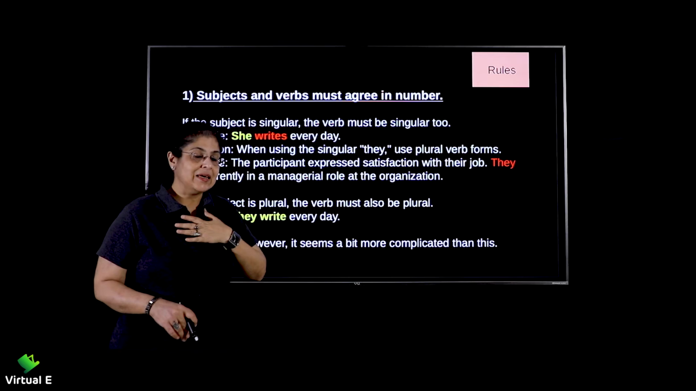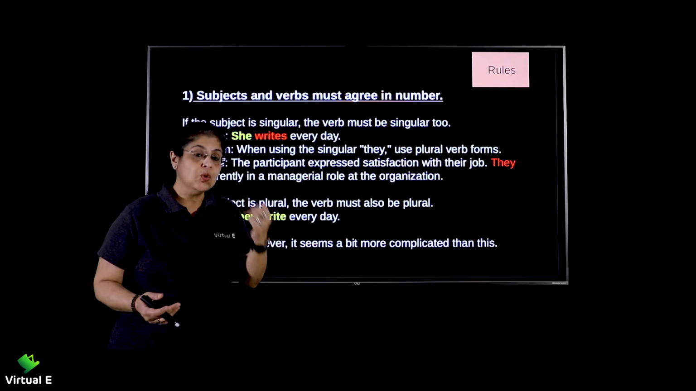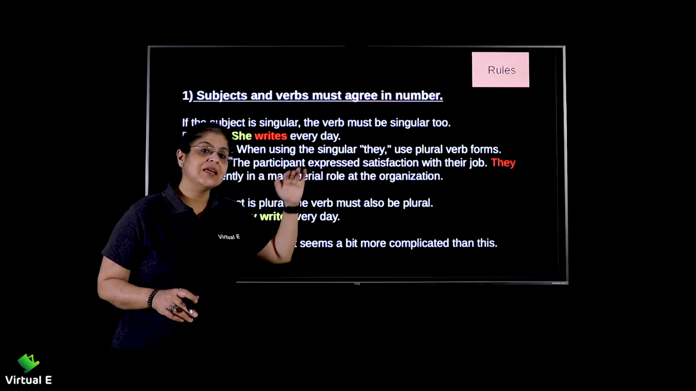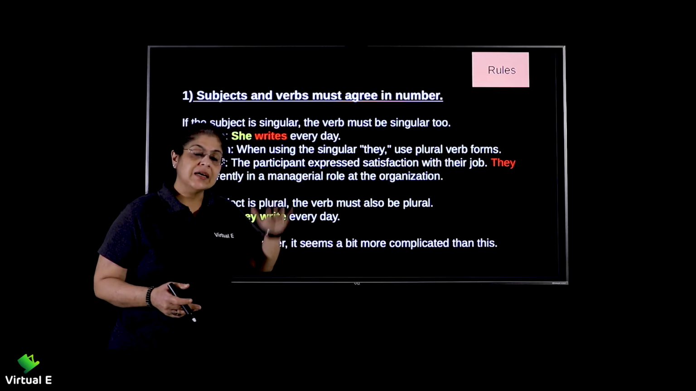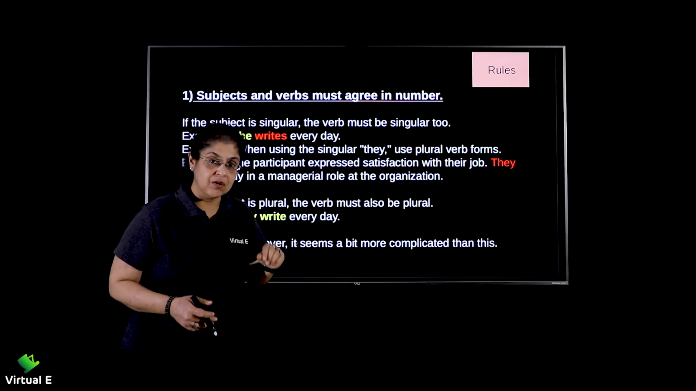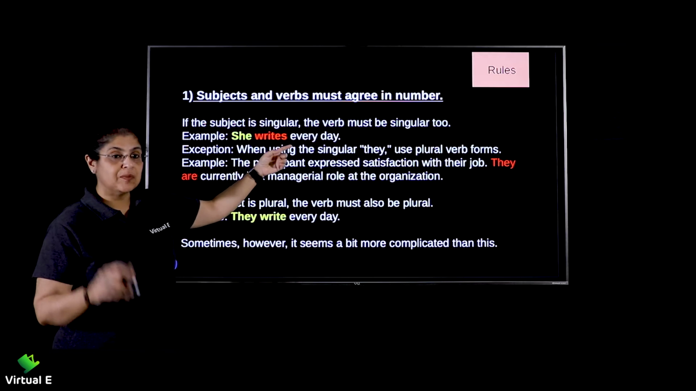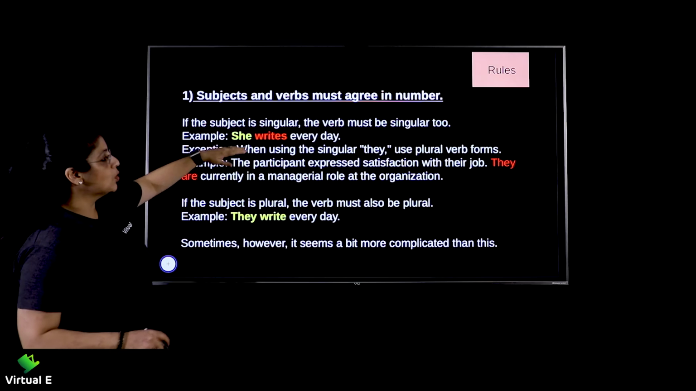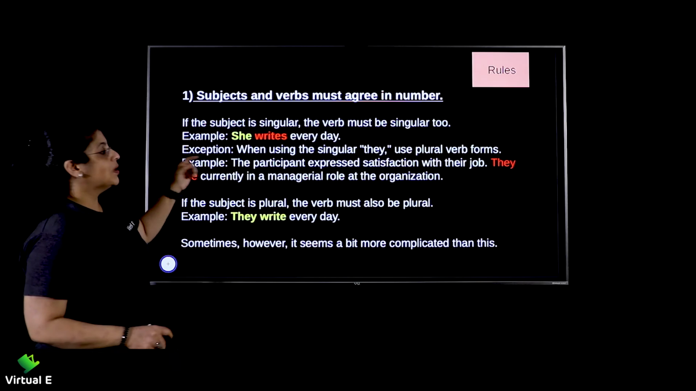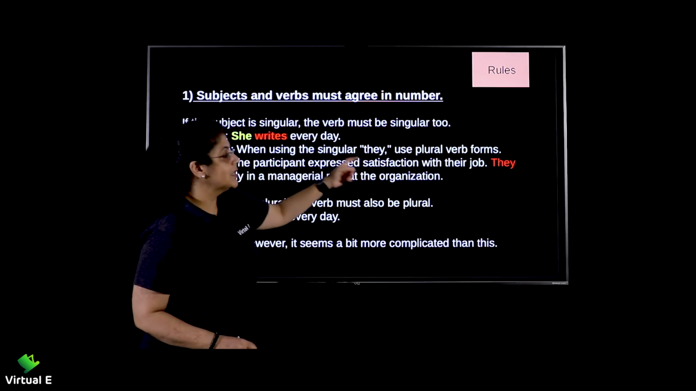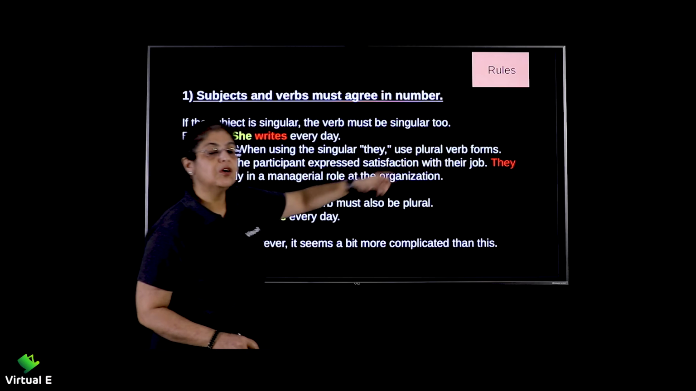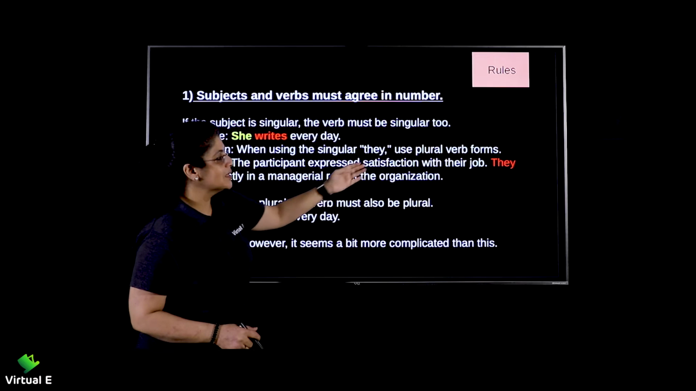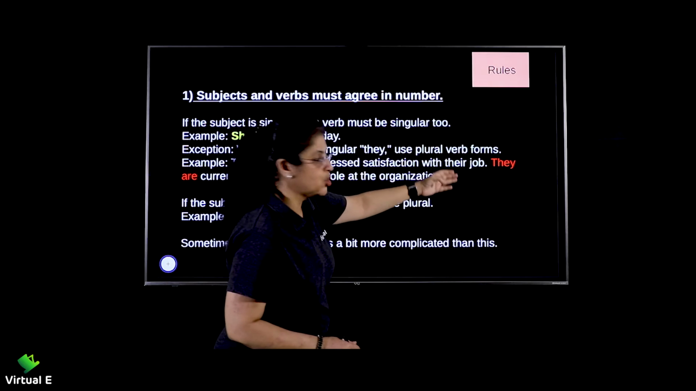If it is I write, you write, but only and only he, she, it, obviously it will not come, he and she writes. All right, the S comes. You always have to remember this in your third person singular. So, she writes every day. What is the exception? When using the singular they, use plural verb forms. For example, the participant expressed satisfaction with their job.